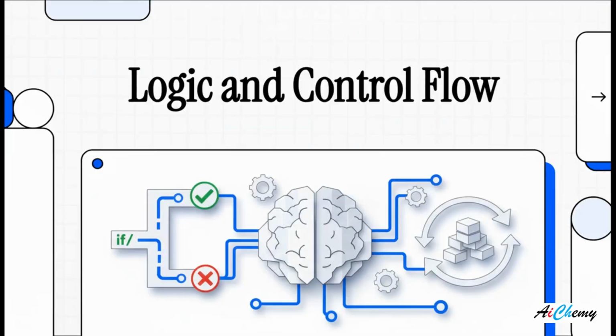Up until now, our code's been running on a pretty straight track, right? Just one line after the other. But what if we could give it a brain? What if it could make decisions, react to different situations, and even repeat things all on its own? Well, today, that's exactly what we're going to do. We are unlocking the brains of our code.